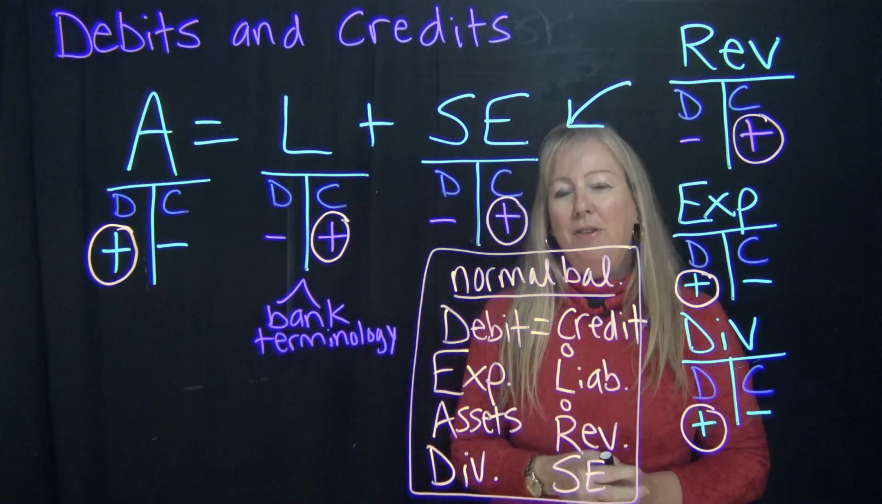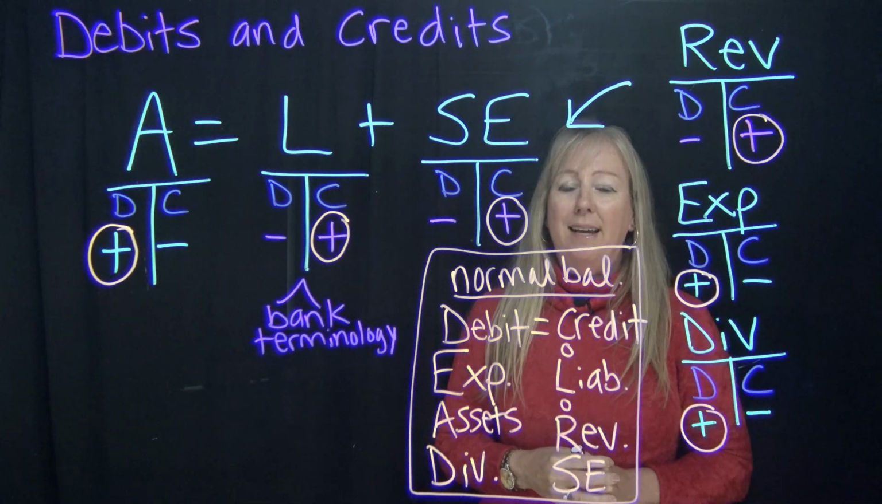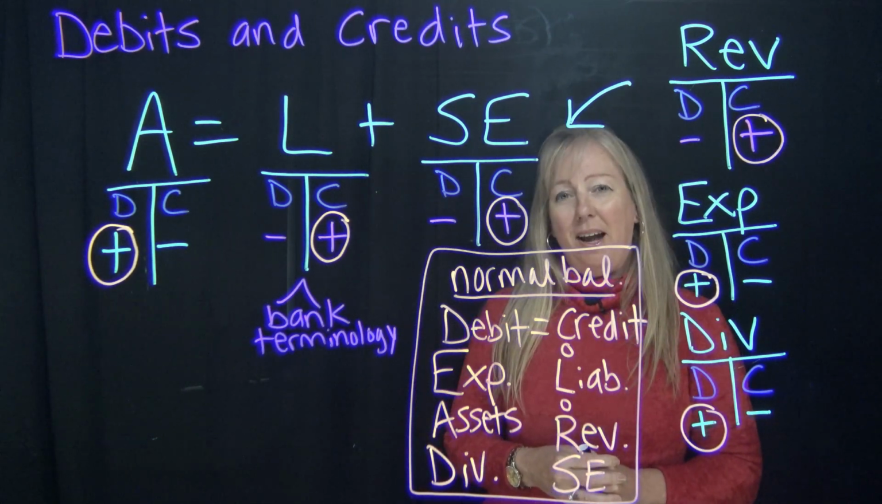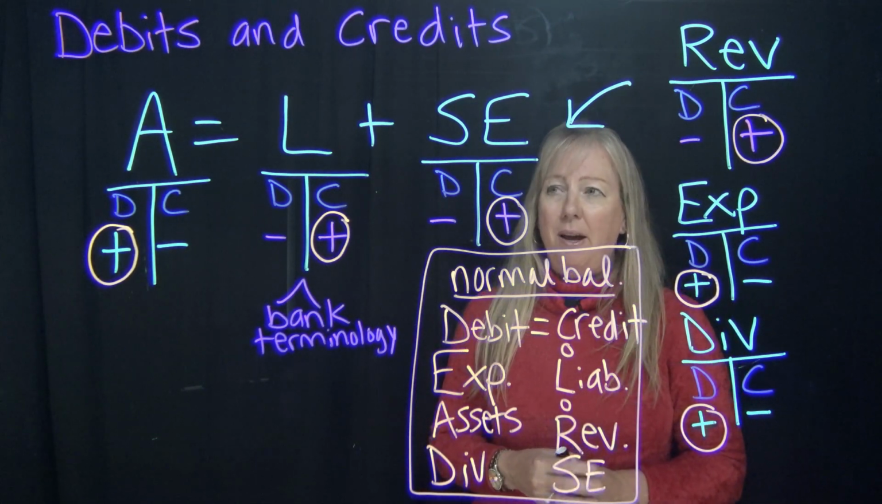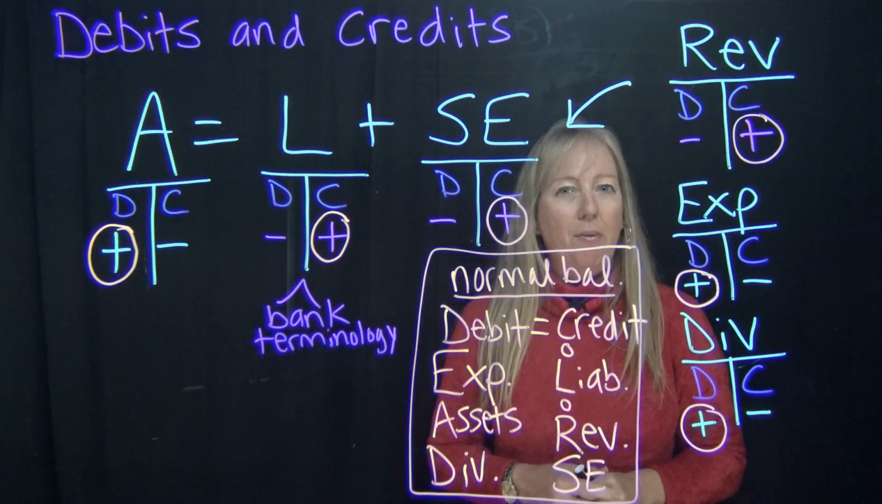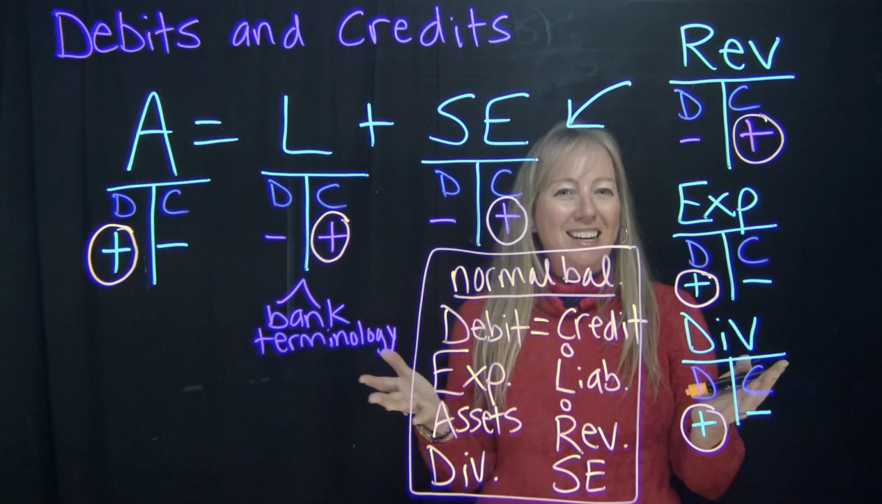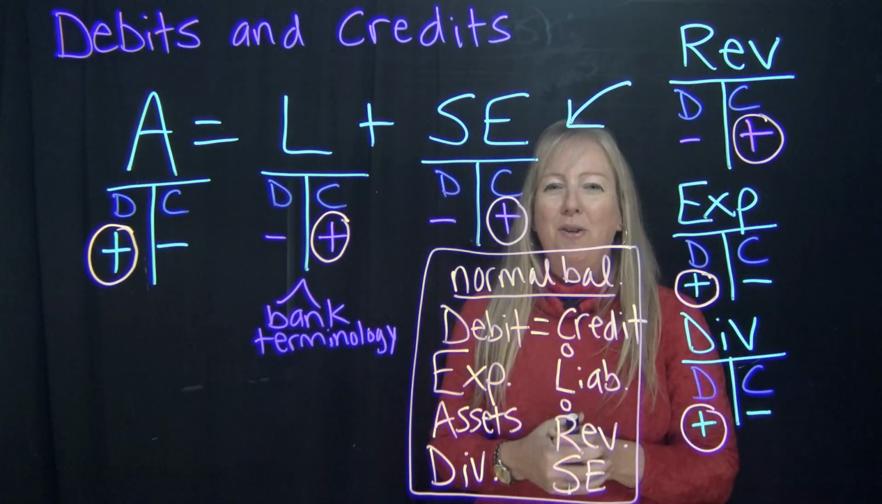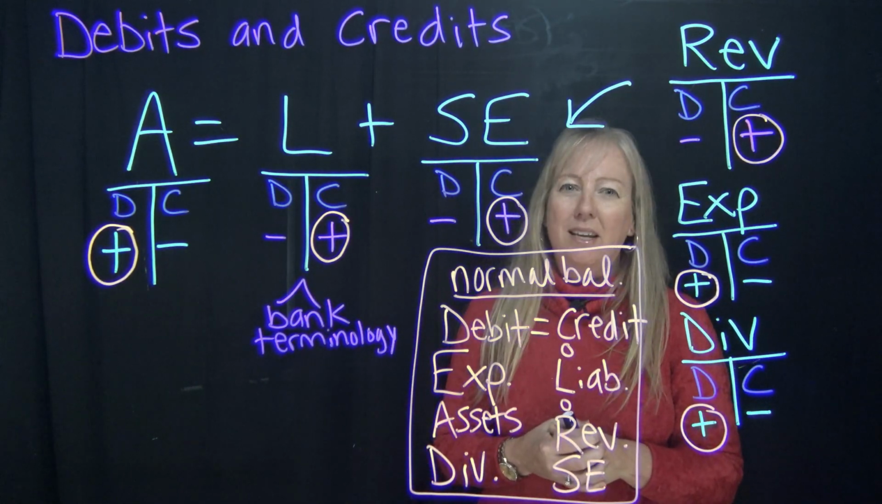I hope this helps you with your debits and credits, and remembering that debit is on the left, credit is on the right, and the pluses and minuses depend on which type of account we are talking about. Keep studying that. Maybe have this in front of you when you're doing all of your exercises and your problems, and good luck.